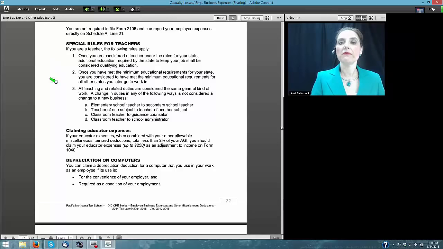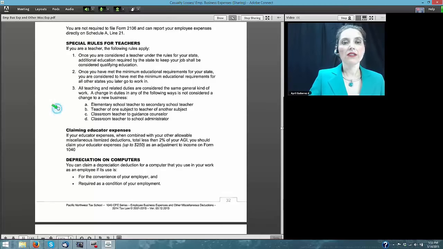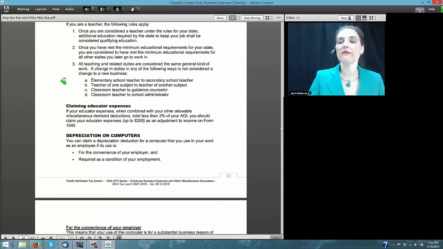Once you've met the minimum education requirements for your state, you are considered to have met the minimum education requirements of any other states you go to work in later on. All teaching and related duties are considered the same general kind of work. A change in duties in any of the following ways is not considered to be a change to a new business. If you go from elementary school teacher to secondary school teacher, that's allowed.